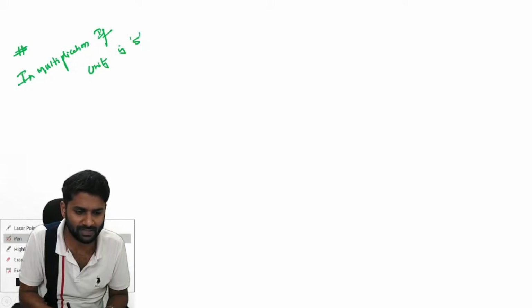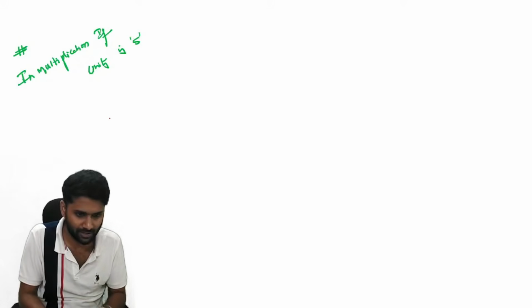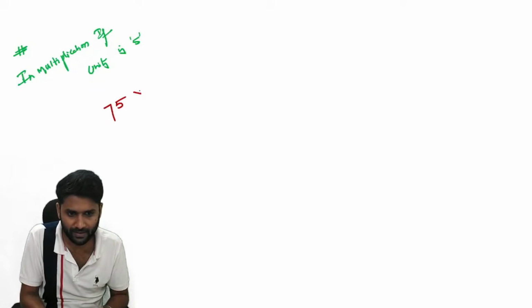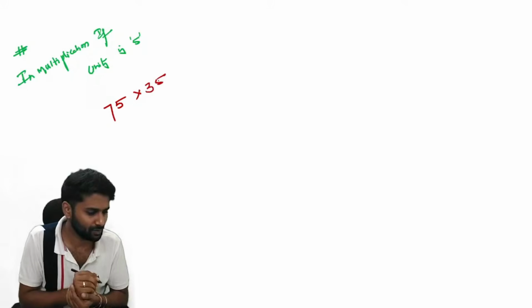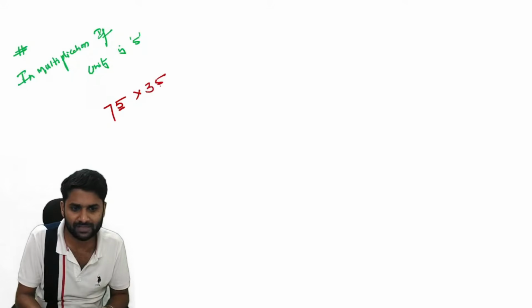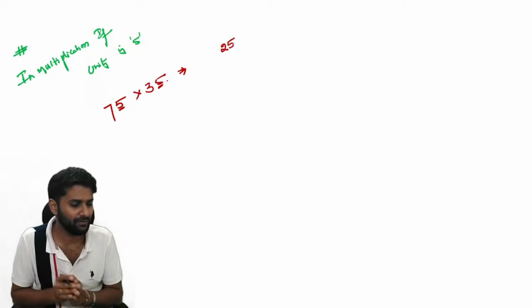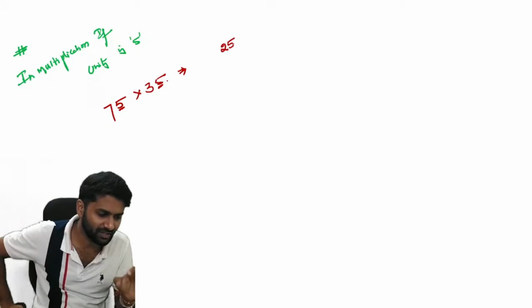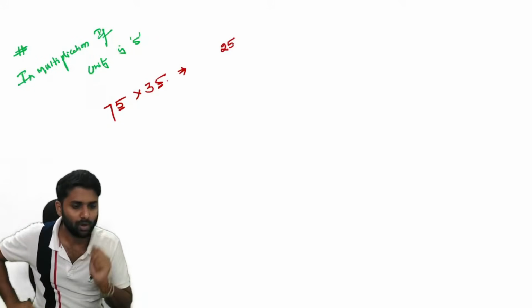In multiplication, if the units place is 5 in both numbers, let me help you out. Observe carefully. If 75 is multiplied with 35, what is your observation? Here the units place is 5 in both. Now you know that 5 into 5, I told you in the last session also, is 25. The last two digits are always 25.